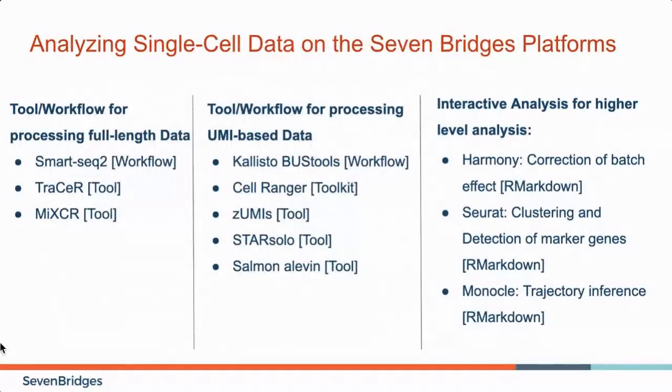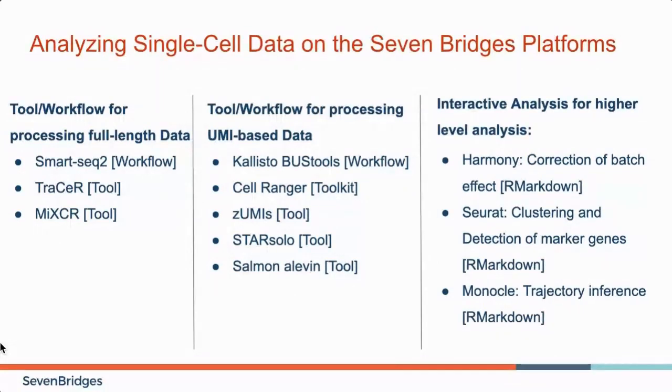So to summarize the first part of our talk, here is an overview of all single-cell tools we have available for full-length processing, UMI-based processing, and higher-level analysis using our packages. Again, the goal of the processing step is to go from raw sequencing reads to some form of counts data. For processing full-length single-cell data, we have a SmartSeq2 workflow, which we will describe in more detail in the last part of the presentation, and two tools, TraCeR and MiXCR, that can be used for the reconstruction of T and B cell receptors.